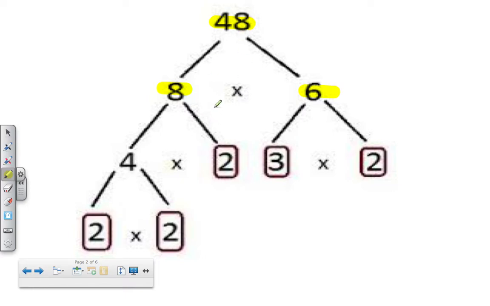And you want to keep the prime factorization going. So you would find the 8 and the 6, and you would ask yourself the same question. What times what equals 8? Well, it's true. 4 times 2 equals 8. At the same time, what times what equals 6? Well, you can see right here. 3 times 2 equals 6. And what you'll notice is that numbers are starting to get circled. Numbers like 2, 3, and 2, that's because they're prime numbers.